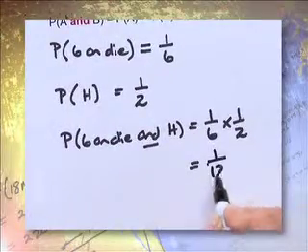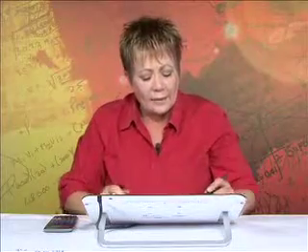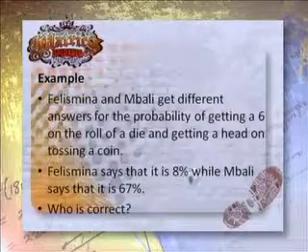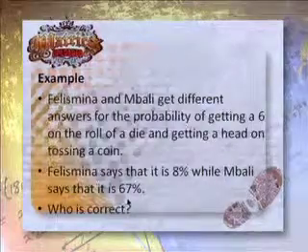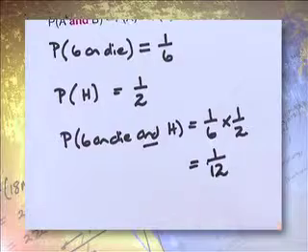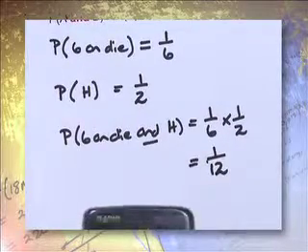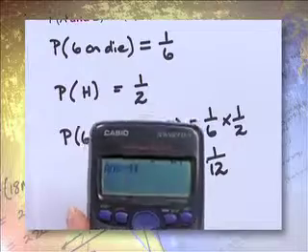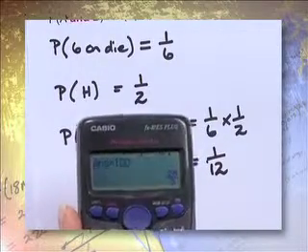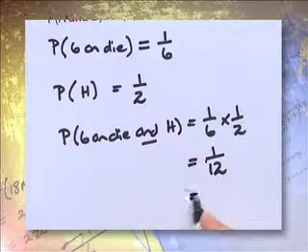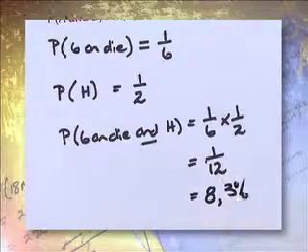Not a difficult one, but I'll show you now why I did it on the calculator. The question says that Felismina says that it is 8%, while Mbali says that it is 67%. So we need to take our 1/12 and convert it into a percentage. To get that into a percentage, we're going to multiply by 100, and that gives us 8.3%. So Felismina was the one who said that it was 8%, so she is far closer, so Felismina is correct. In the next lesson, we're going to have a look at another type of event.